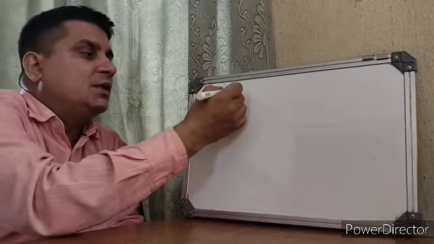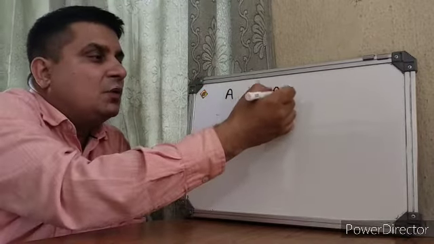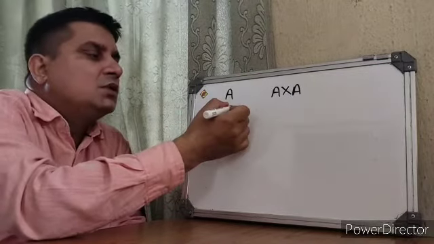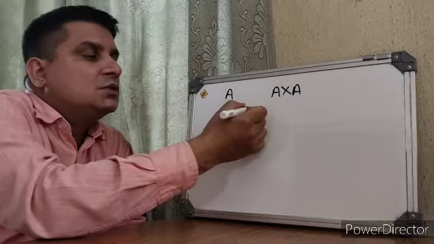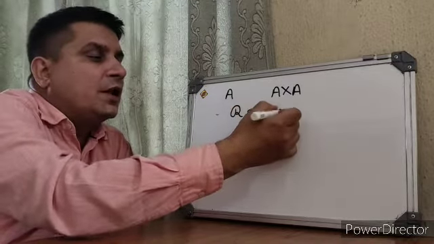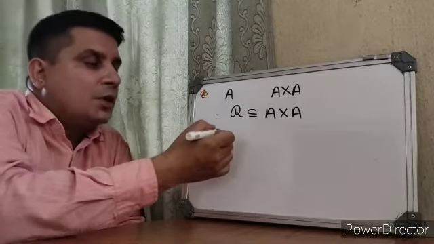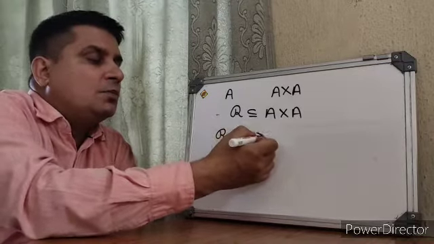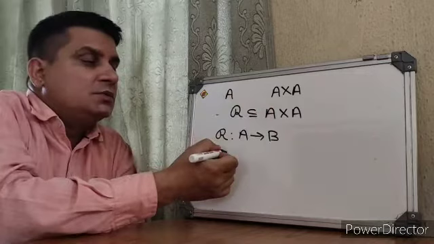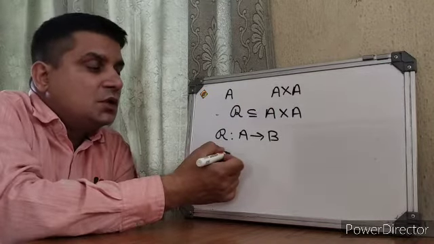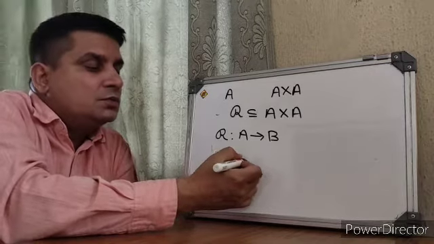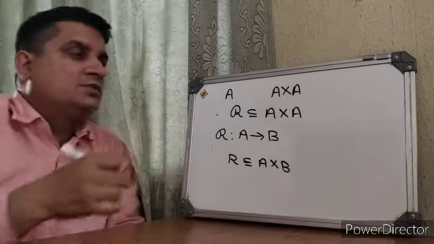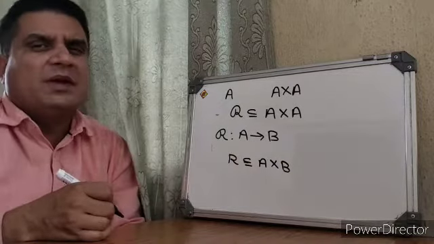Okay. So what is relation? If there is non-empty set A, A cross A will be formed, and relation is a subset of A cross A. If there are two sets A and B, and relation is from A to B, then relation is a subset of A cross B. It's a very basic and simple definition.